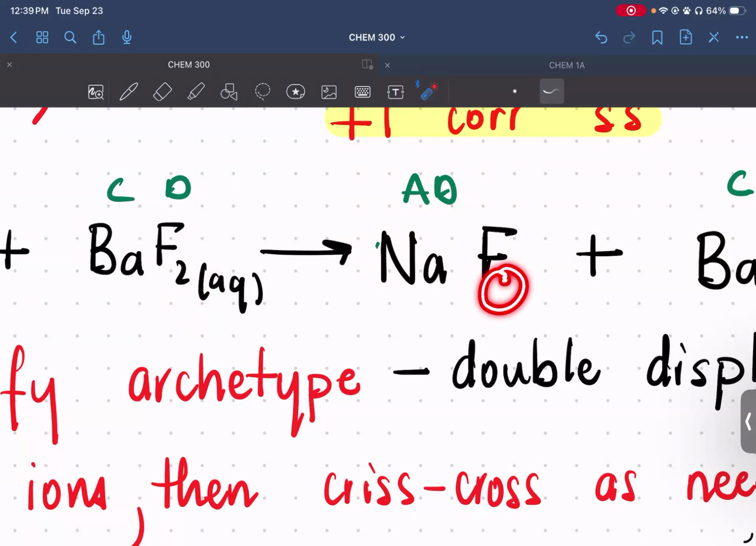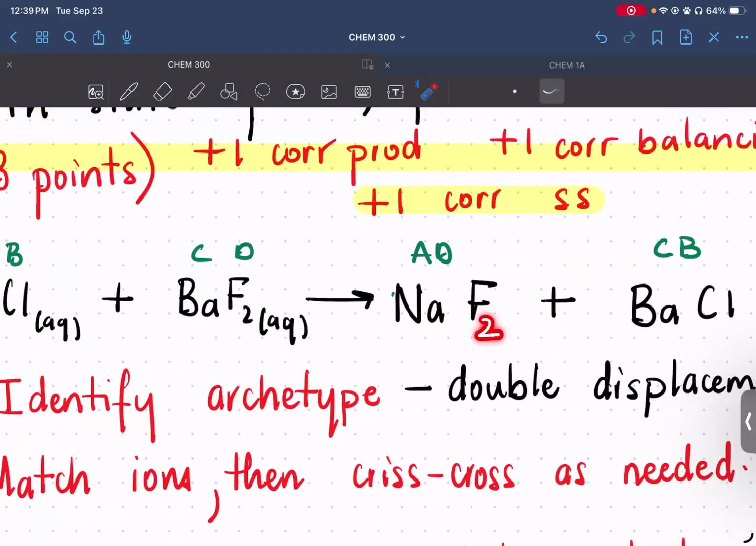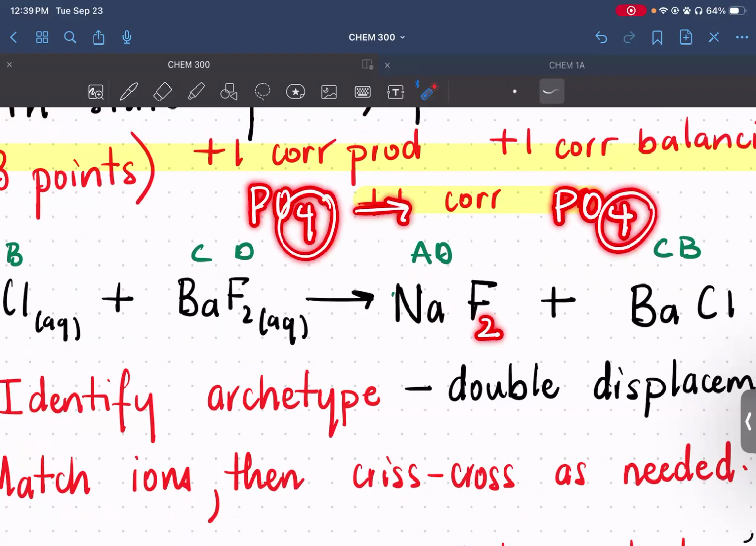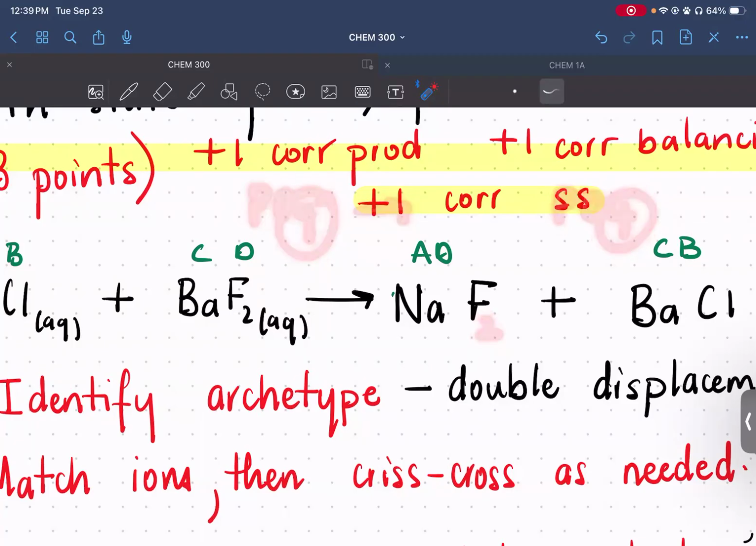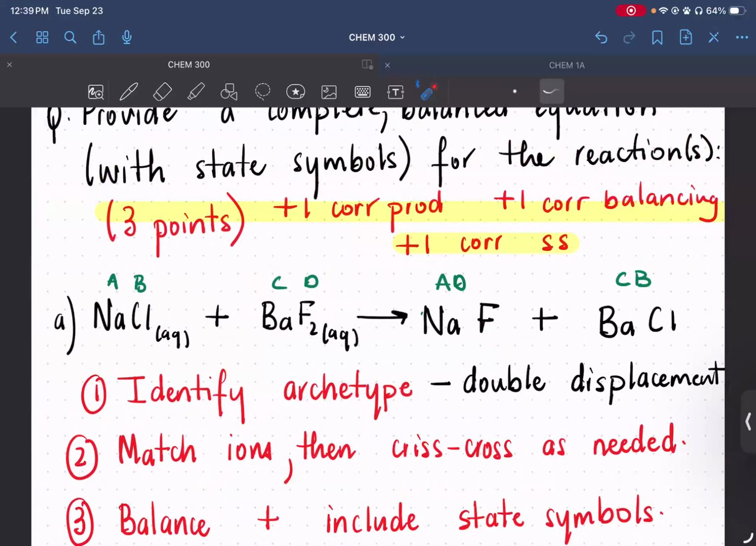Well, we're not at crisscross just yet. I'm asking why I didn't automatically put the 2, just as I did with the PO4 in one of our earlier questions. In other words, why did we not carry over the subscript number for fluorine? Simple answer is it's not a polyatomic ion. So the 2 is not carried over automatically.